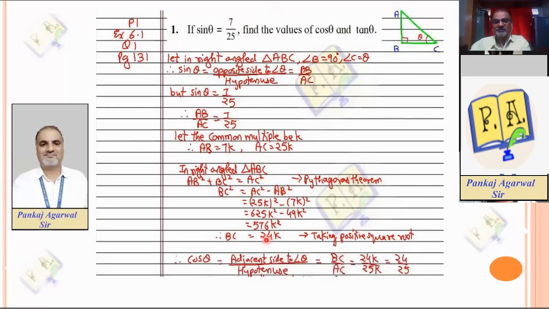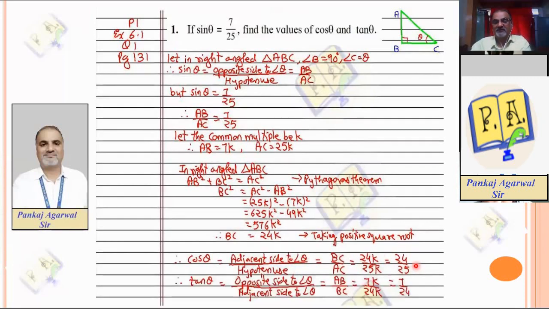So cos theta: adjacent side to angle theta upon hypotenuse. Substitute the values. K will get cancelled. You got 24 upon 25. In the same manner, tan theta, opposite side to angle theta upon adjacent side to angle theta, AB upon BC equals 7K upon 24K. K got cancelled, you got the answer 7 upon 24. This is a good method for doing the answer, no harm in that.